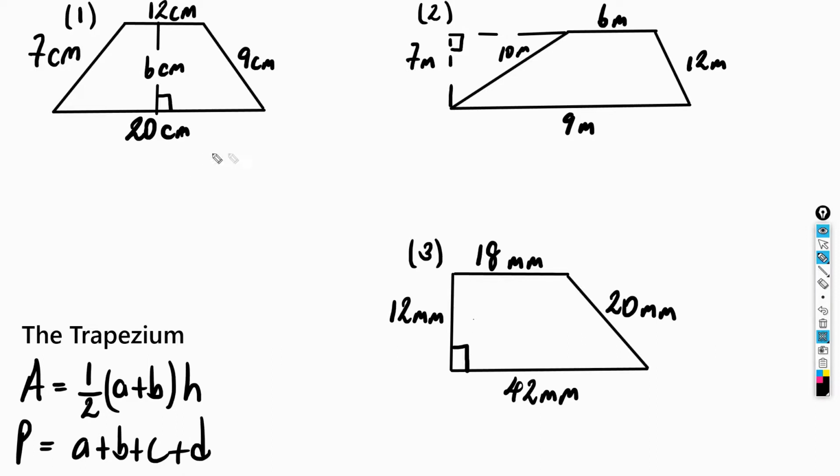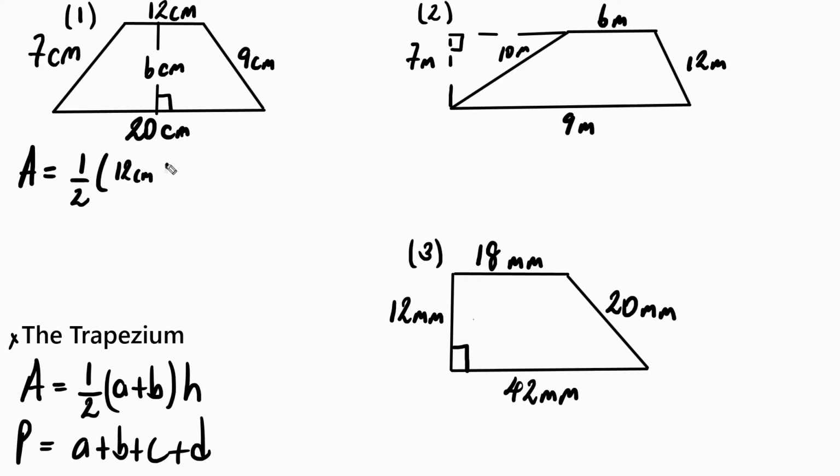So we're looking at three examples here for the trapezium, and we have the formula for the area here. It's equal to half of A plus B times the height, where A and B are the parallel sides. And the perimeter is just equal to A plus B plus C plus D, given that A, B, C, and D are the four sides of the trapezium. For the first one, we're going to find the area of the trapezium, which would be a half times A plus B, and in this case, A is 12 centimeters plus 20 centimeters.